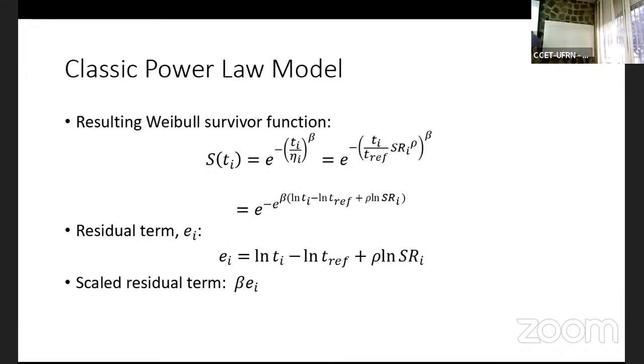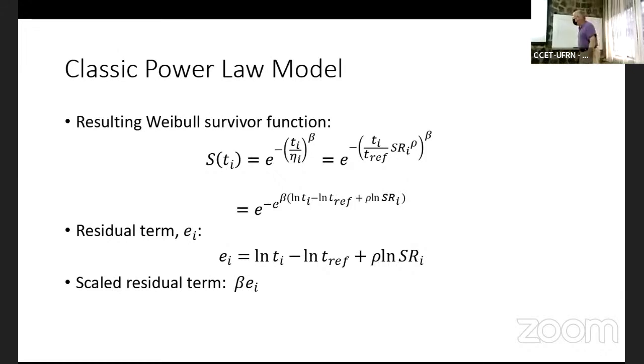If we look at this in the proper fashion, what are we trying to do? We're using T-ref, the stress ratio, and rho to try to predict the expected value for the log time. That's the simple linear regression relationship. This is controlling location. Beta controls the spread.